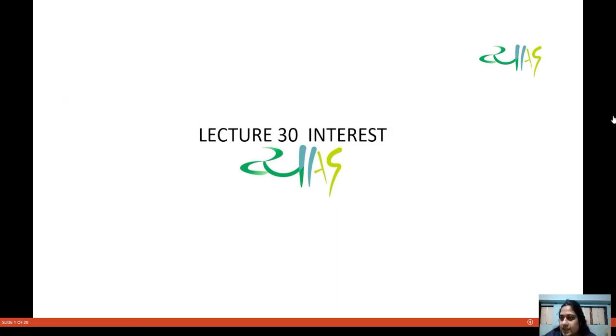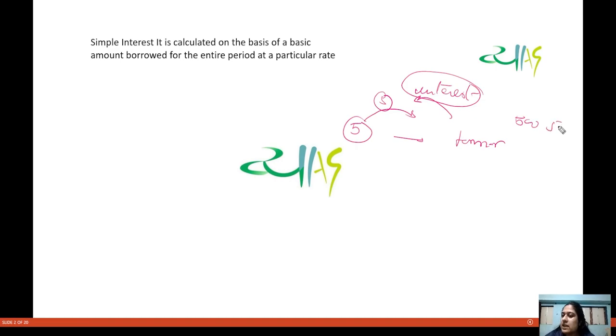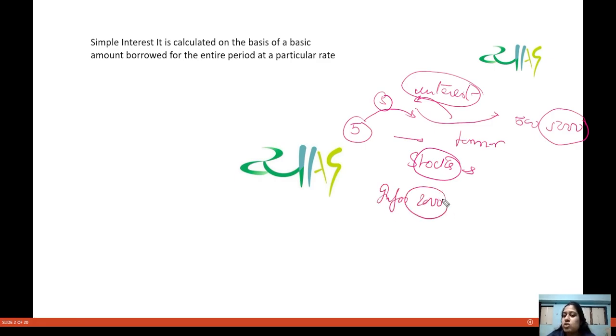Now, the topic of interest is very much in the news nowadays. Why? Because we have a time value of money. 5 rupees today will not be 5 rupees tomorrow. If you have lent 5 rupees today to anybody, he will pay some interest to you. So this 5 rupees can become 500 or 5,000 as well if many years pass. If you see the stocks people buy, if you have bought an Infosys stock at, say, 2,000 rupees, it would now be at least 20 lakh rupees.